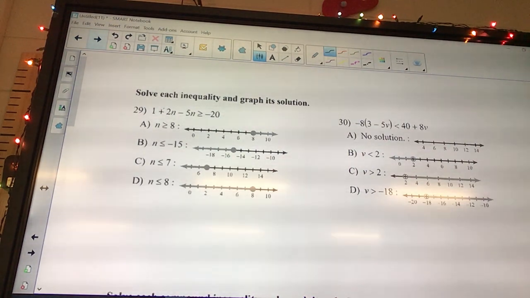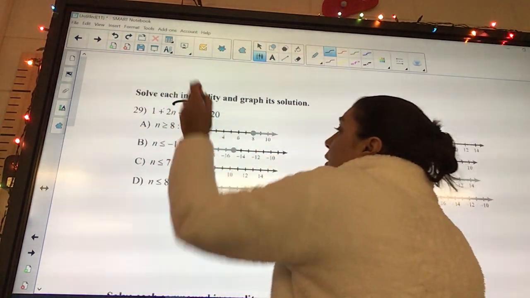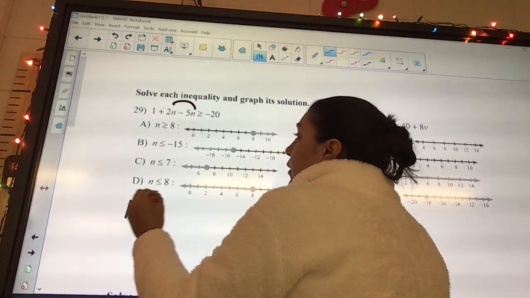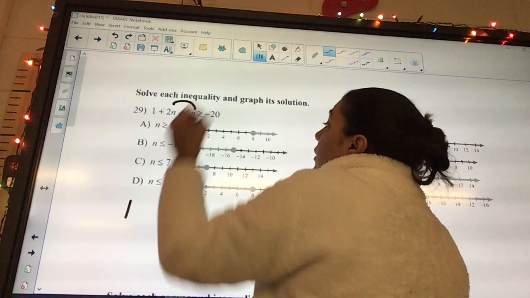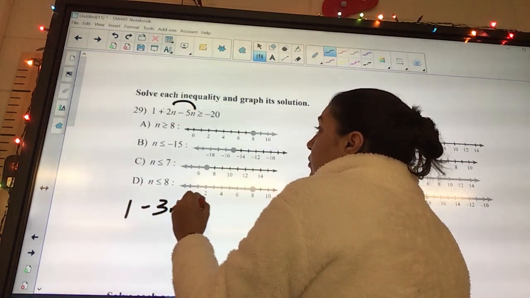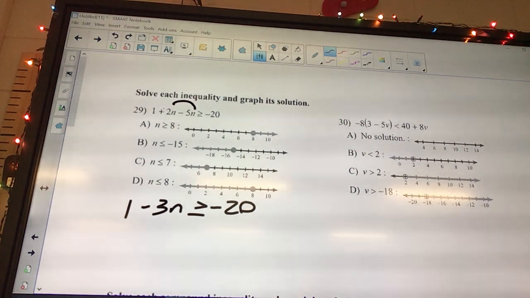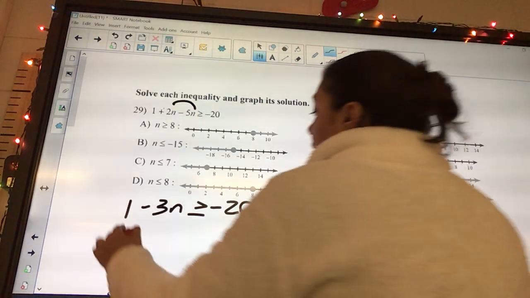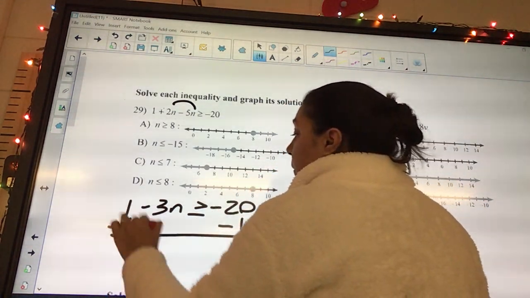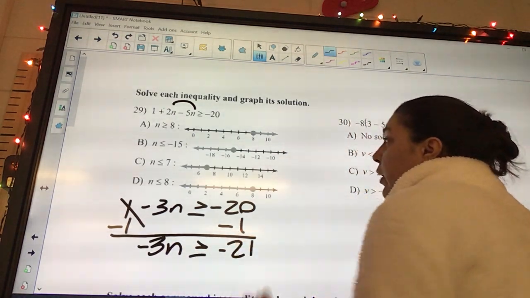Okay, 29. What do we need to do first? Combine like terms. So if we put this 2 and this negative 5 together, what are you going to get? So you get 1, and then you're going to get negative 3n is greater than negative 20. Okay, and then what do we need to do? We're going to subtract 1. So you got negative 3n is greater than or equal to negative 21.